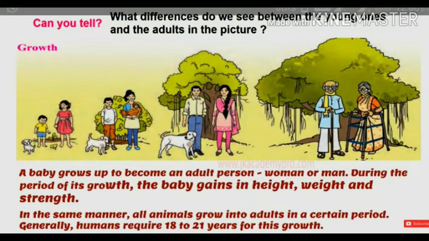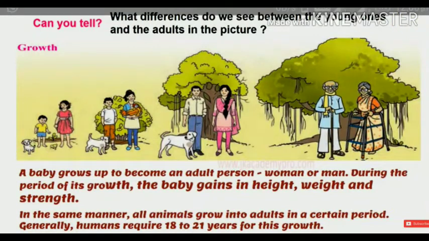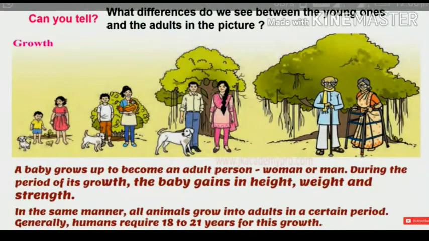And if you look at the picture behind all of them, we can see in the first picture there is a small sapling. In the second picture, we see that the sapling has grown into a small plant, and then we find that the plant has grown into a tree, and lastly the tree has grown wide and strong. So, a baby grows up to become an adult person, woman or man. Now, during the period of its growth, the baby gains height, weight and strength. In the same manner, all animals grow into adults in a certain period.